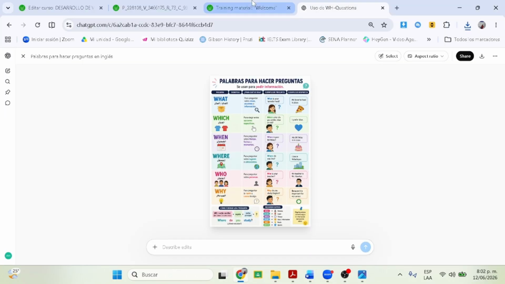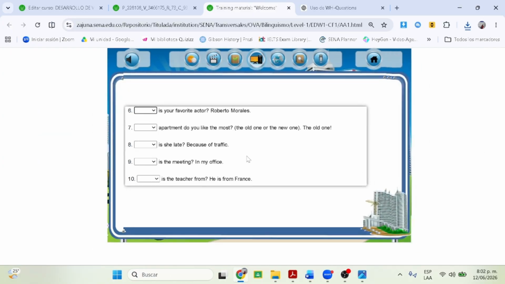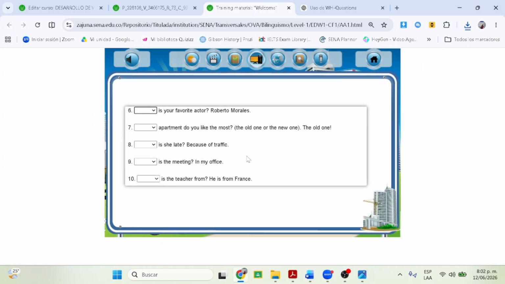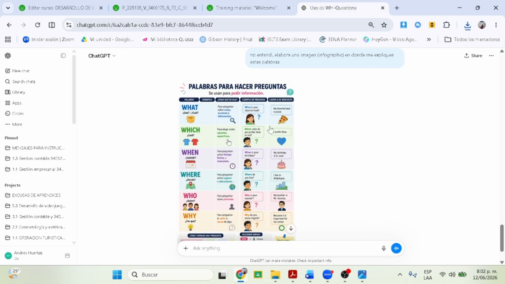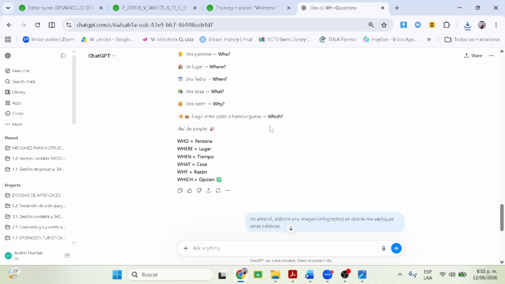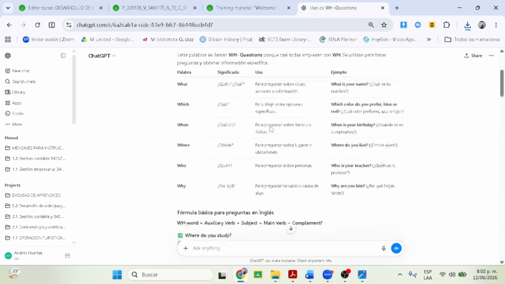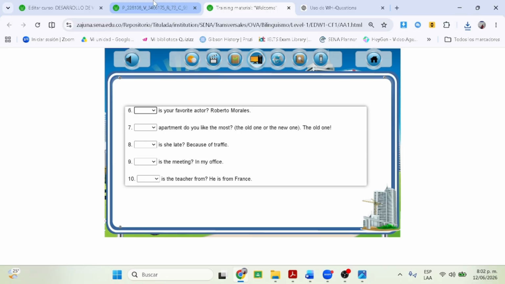You can do this with all the topics, with the articles, with the verb to be, with the subject pronouns, with the object pronouns, etc. Okay. Any questions? Any questions, people? Until now? No questions? Okay, let's continue.